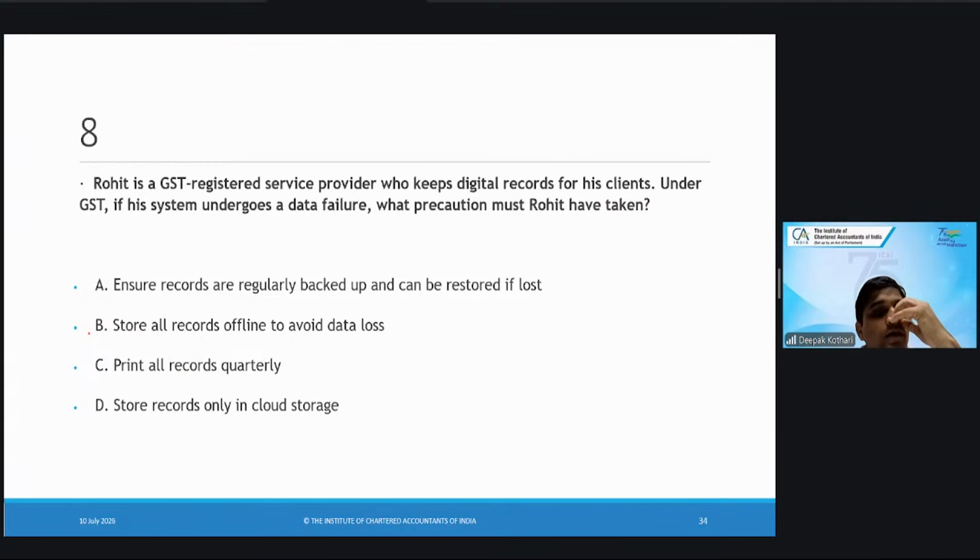Correct. Normally, if a service provider or any GST registered person is maintaining the records in soft manner, that is in digital records, then they should ensure the records are regularly backed up and can be restored if lost. So that's not only a general practice, even a GST practice that when they need it, you cannot tell them my data got lost. The rule says that you have to take a backup regularly and restore it when lost. So you have to follow this.